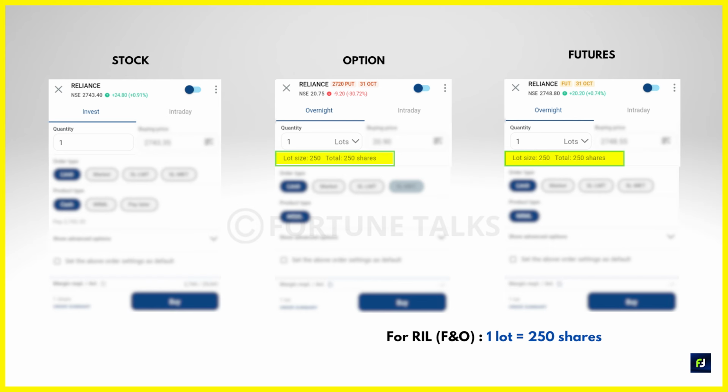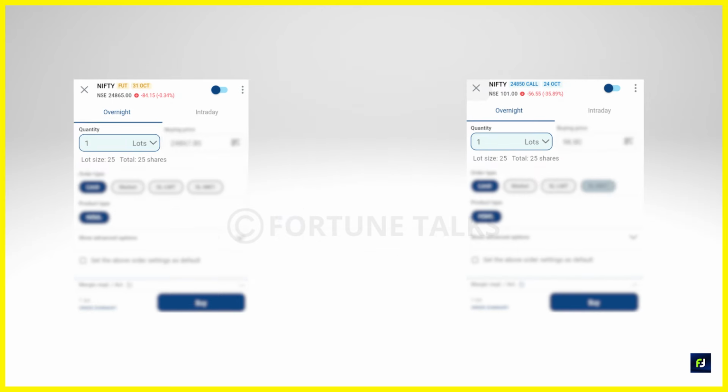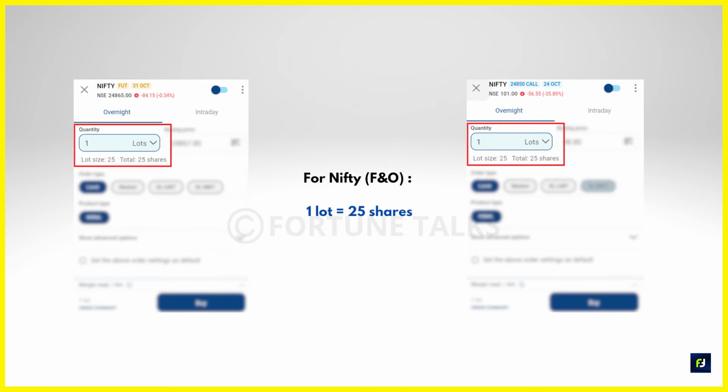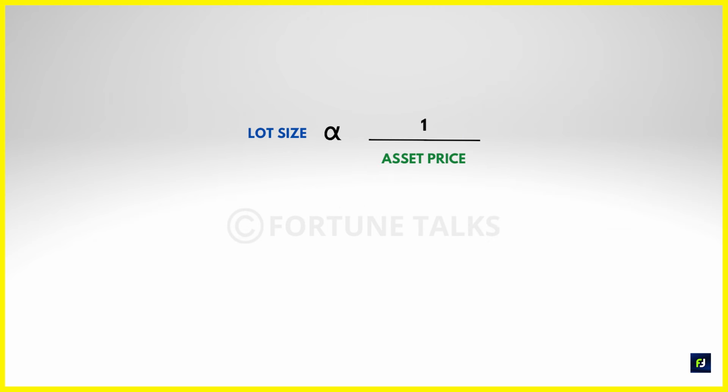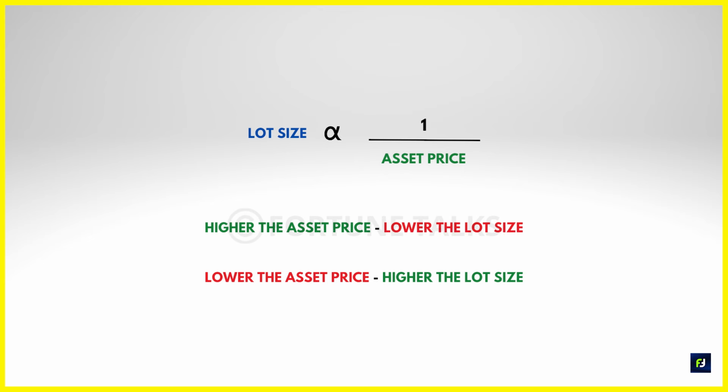This is the minimum quantity eligible for trading with Reliance options contract. Let's take another example, this time for an index option like Nifty. The lot size of Nifty futures and options contract are 25 shares. So one lot is equal to 25 shares. This significant change in the lot size with respect to Reliance example has to do with the market price of the underlying asset. So as the price of the underlying asset increases, the lot size decreases.